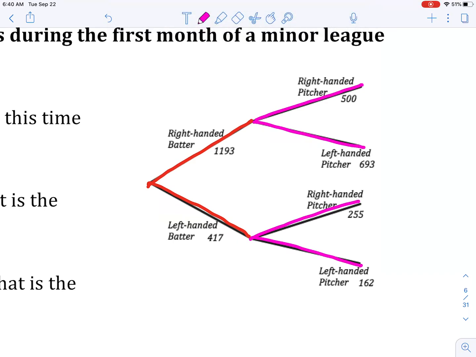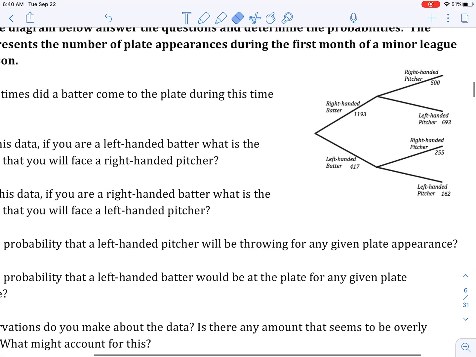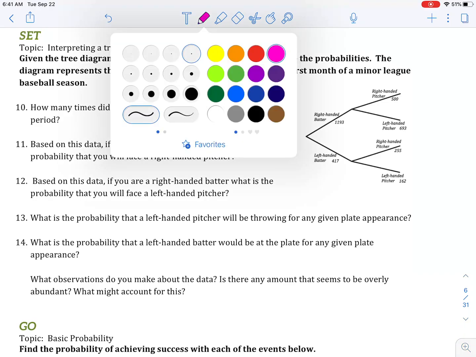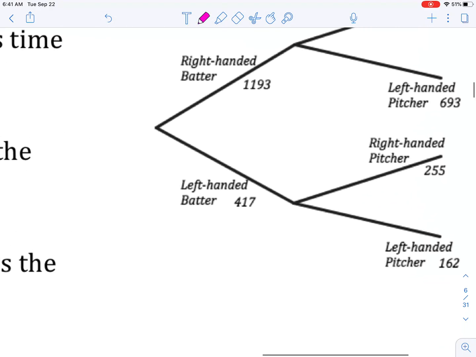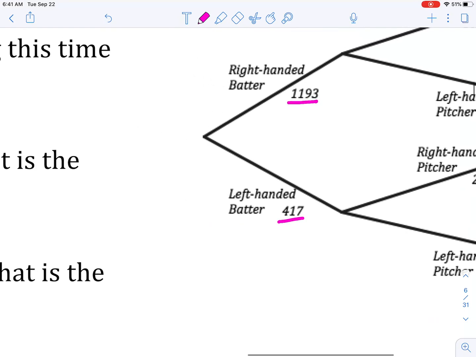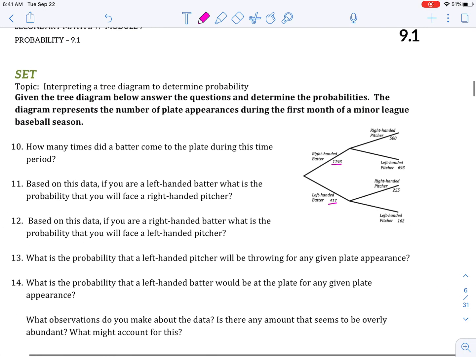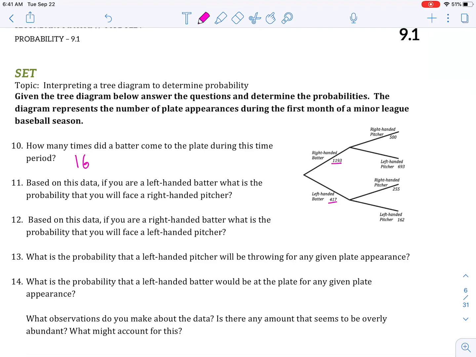Okay, so that's kind of how this reads, and then we have to answer a bunch of questions off of this. So for number 10, how many times did a batter come to the plate during the time period? For that one, we had 1193 come to the plate as right-handers, and 417 come to the plate as left-handers. So we would just have to add those two together, and that is 1610 batters.